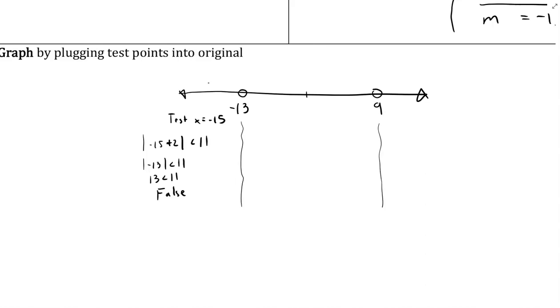Okay, now let's test this middle section. We'll test x equals 0. Again, it doesn't have to be 0. It just has to be any number between negative 13 and 9. So we'll take the absolute value of 0 plus 2 is less than 11. Well, 0 plus 2 is 2. So this is the absolute value of 2 is less than 11. And the absolute value of 2 is, well, 2 is 2 away from 0. And this is true. And so because this is true, we're going to fill in this middle section.